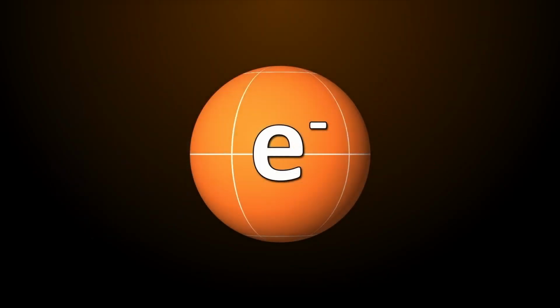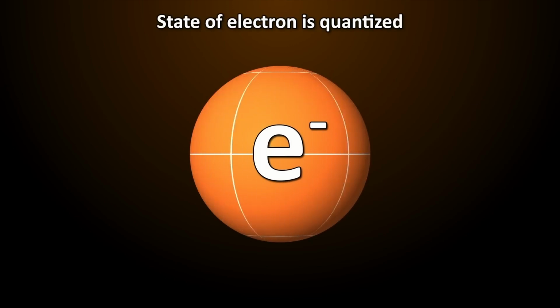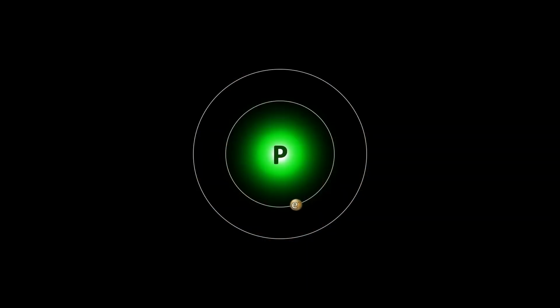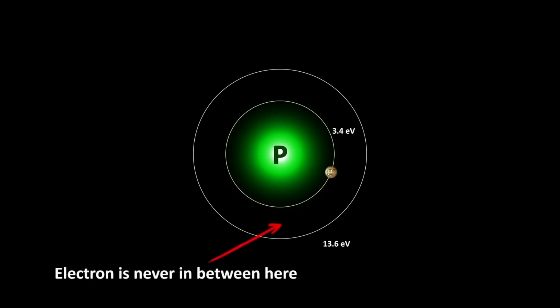So for example, the state of an electron is quantized. By state, I mean its energy, angular momentum, and other properties. So an electron in a state of 3.4 electron volts of energy that moves to 13.6 electron volts of energy does not pass through any intervening energy values. It just disappears from its old state and reappears in the new state. It never exists between these two states. This is how an electron moves from a lower energy shell of an atom to a higher energy shell.